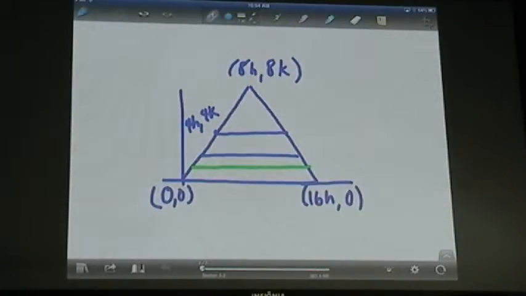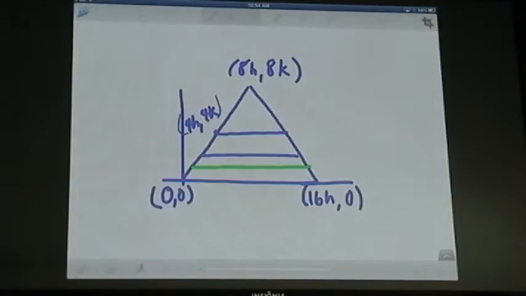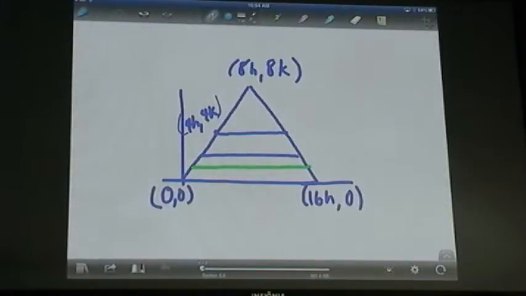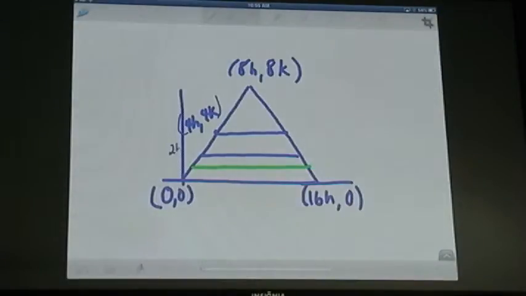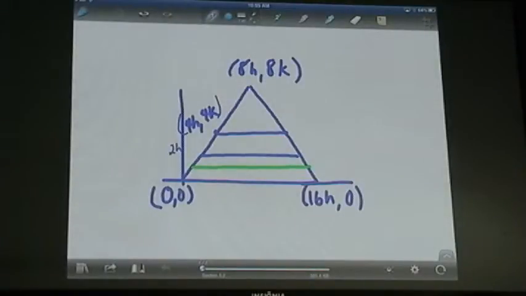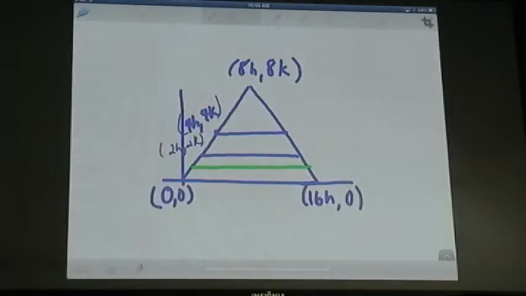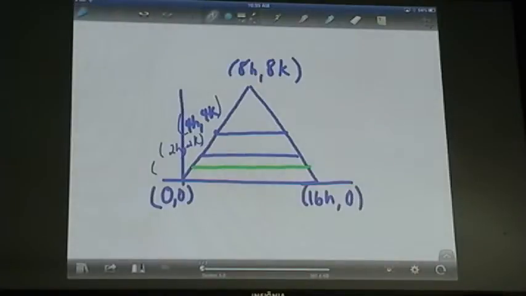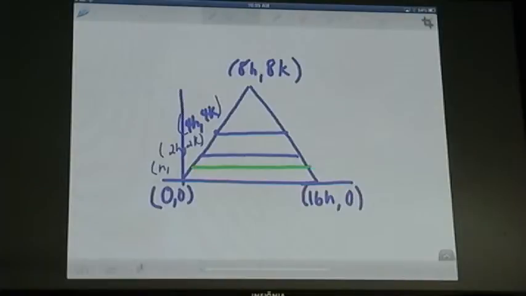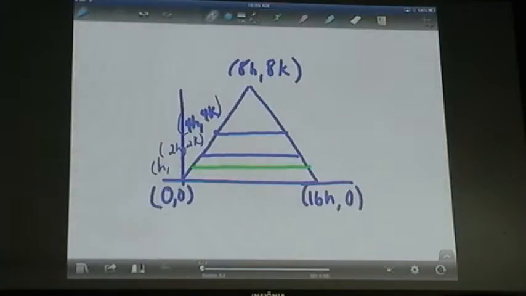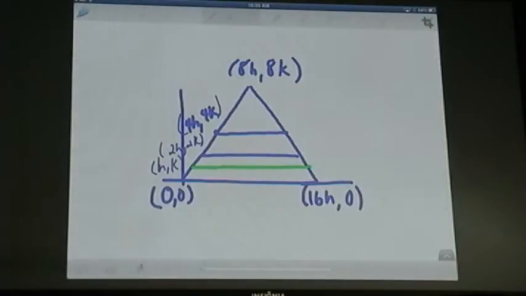Okay, and then the coordinates of this next one are going to be 4h plus 0 over 2, which is 2h, and 4k plus 0 over 2 would make it 2k. And then this one here would be 2h plus 0 over 2, which would just make it h, and then 2k plus 0 over 2, which would just make it k.